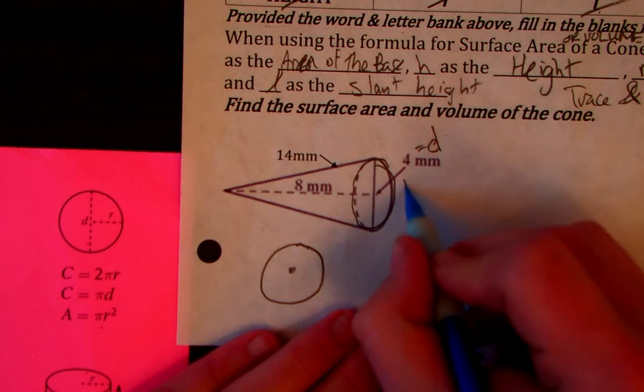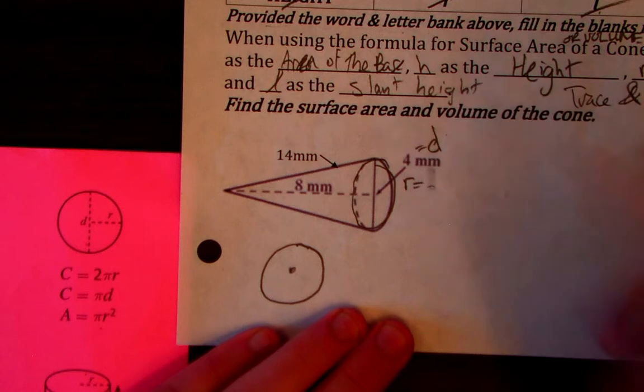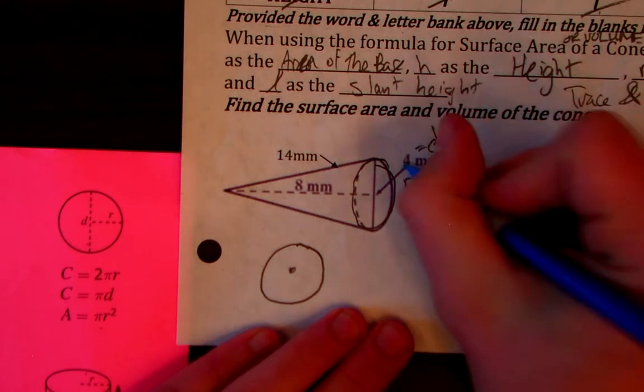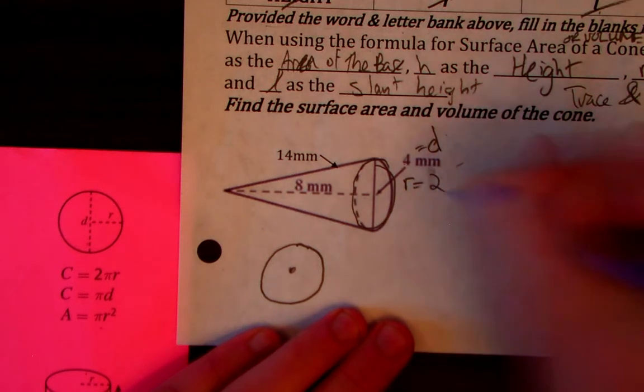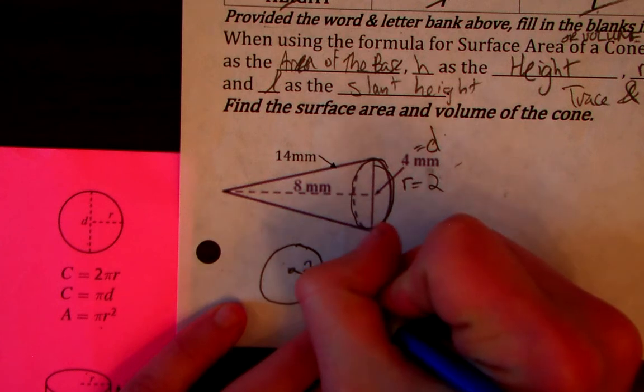However, we need the radius. So what is going to be our radius for this? Well, it's just half of the diameter. So it's half of 4, which is 2. And so we can say that this radius here is going to be 2.